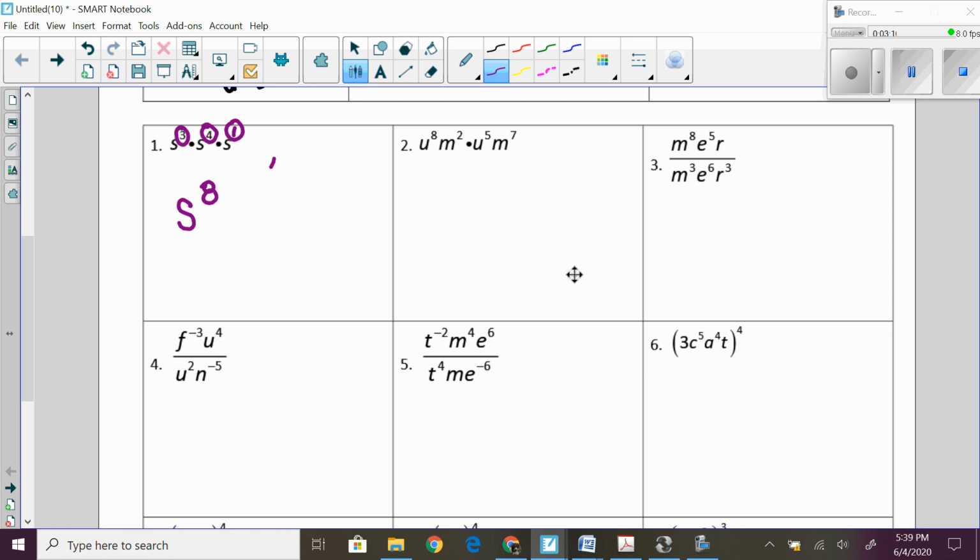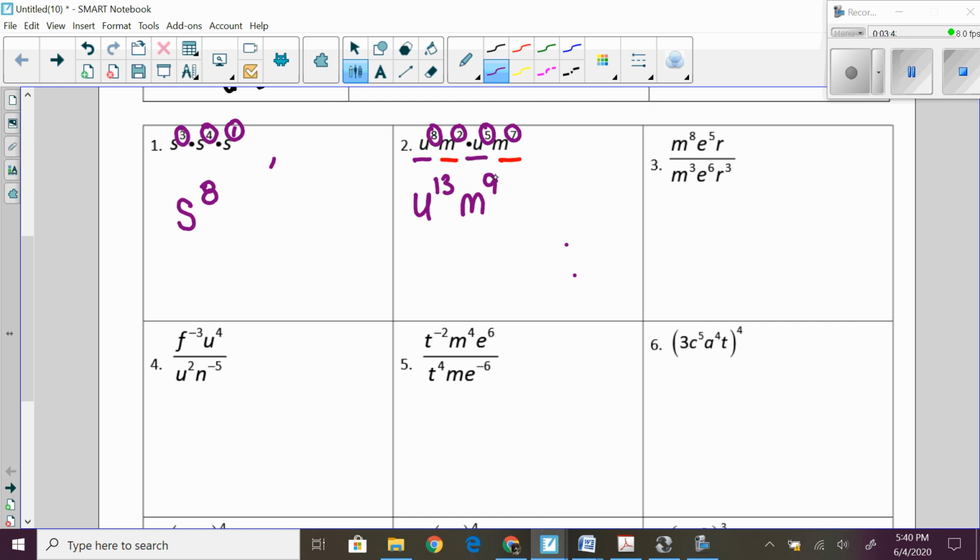For number 2, very similar because we have all multiplication, but what we're going to do is look at the u to the 8th and u to the 5th. So 8 plus 5 gives us 13. And then we have m squared and m to the 7th. That gives us m to the 2 plus 7, which is 9 power. And that's simplified as much as we can simplify.